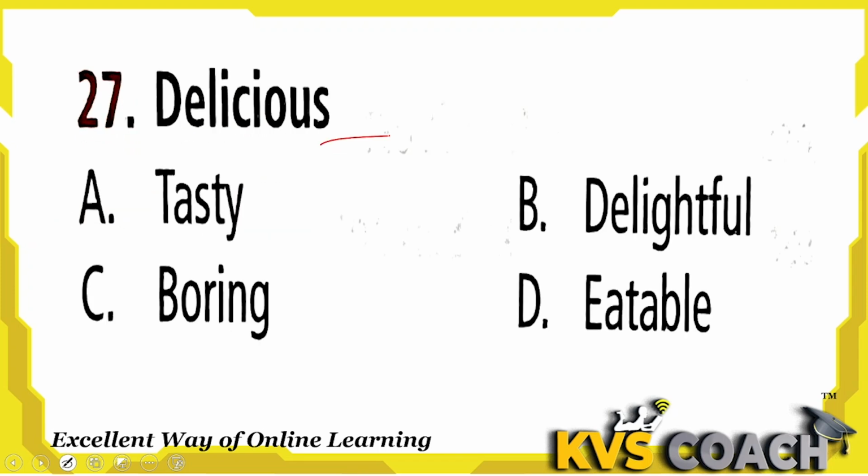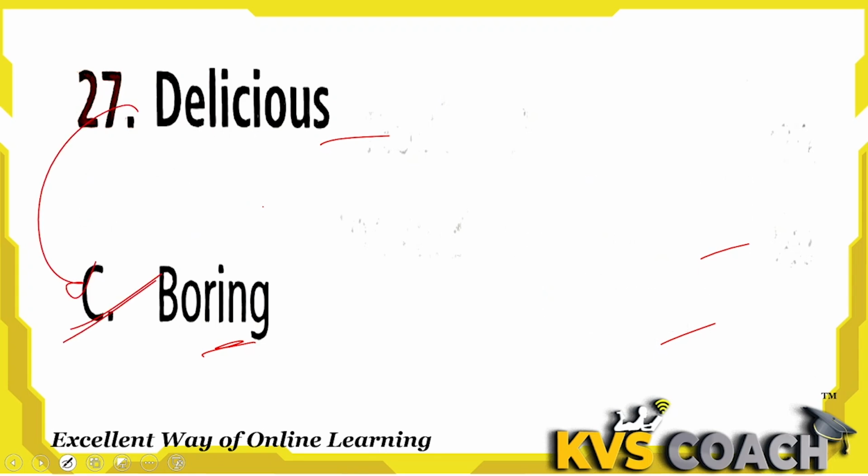What is delicious? Which is very tasty to eat, that is called delicious. Okay, that is delightful or eatable. They all are the synonyms of delicious. But boring, which is not you want to eat. Okay, which is not tasty, that is called boring. So opposite of delicious is boring. Option C is the right answer here.